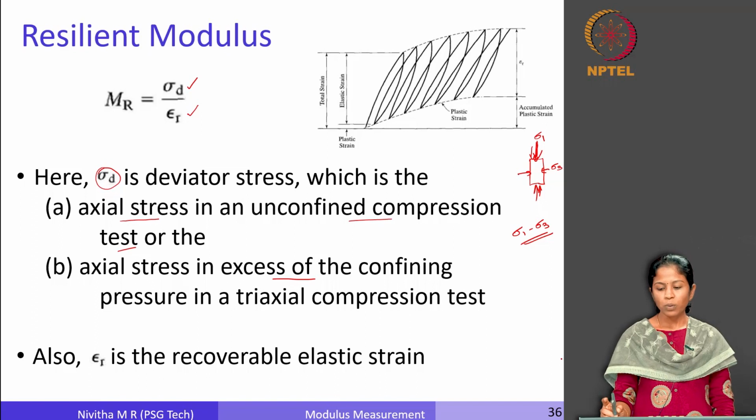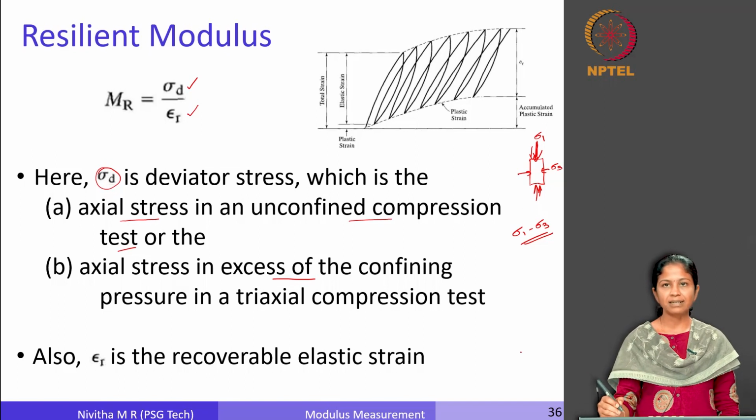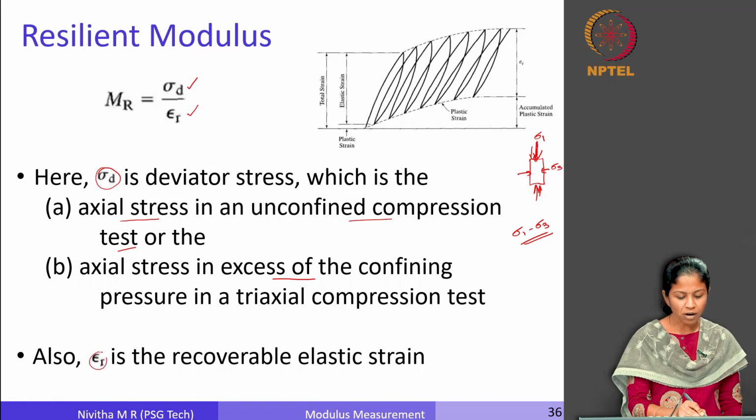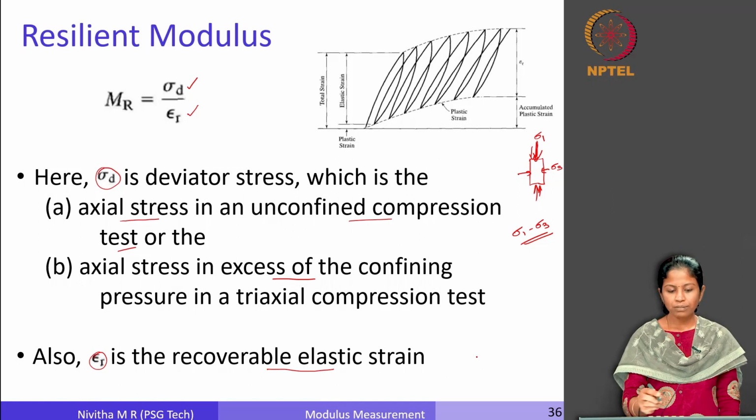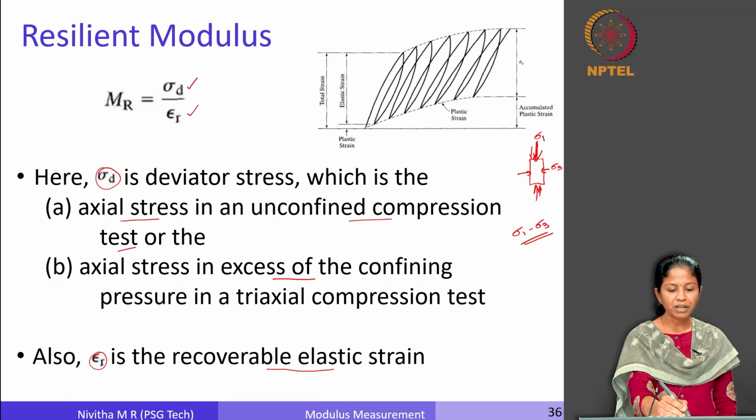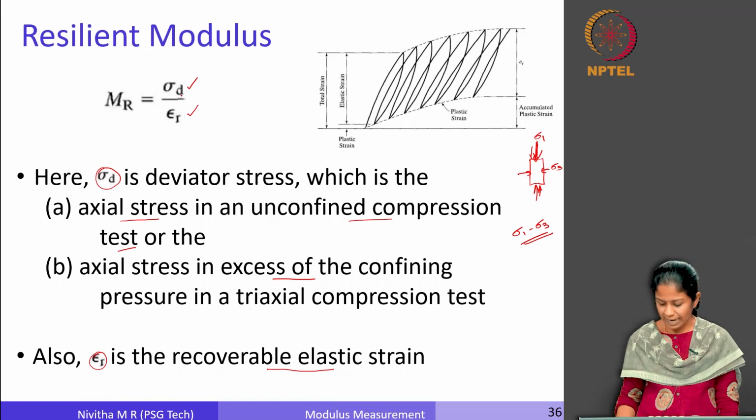If I do it without confinement, it is simply the axial stress, and if it is with confinement, it is the stress which is in excess of the confining pressure. That is called the axial stress, and epsilon r is the recoverable elastic strain. So it is nothing but the ratio of deviatoric stress to recoverable elastic strain.